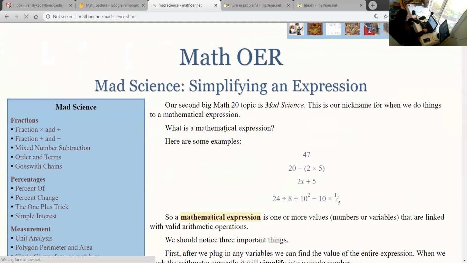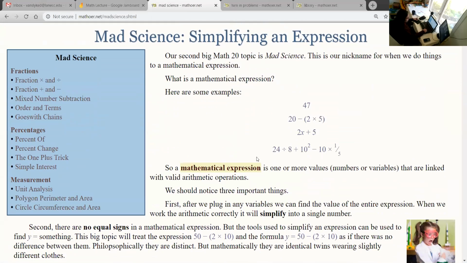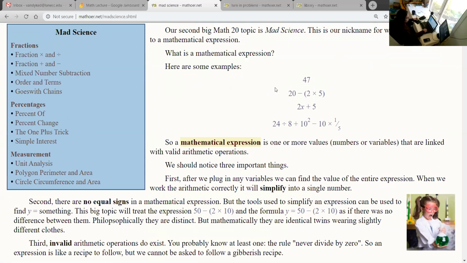So shapeshifting was everything that we did with one number only. In our second topic, we're dealing with expressions. An expression is when you have things stuck together with arithmetic. You can have addition and subtraction and multiplying and dividing and exponents, and all these things are sticking things together. It's like we're mixing them in the chemistry lab. What we don't have is any equal signs.